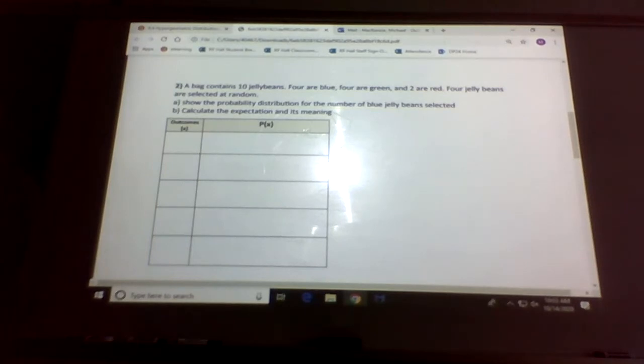Yeah, Sophia? Because it's dependent. If 2 men get chosen, then that. I lost it. Okay.